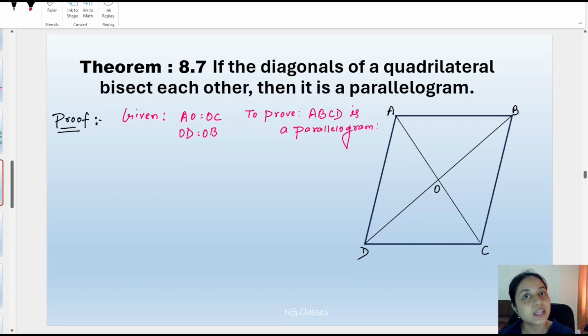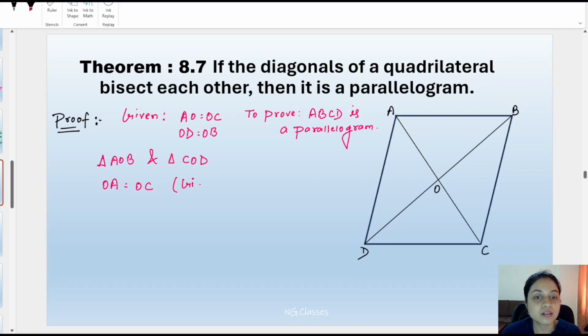So we can take any two triangles. Let's say triangle AOB and triangle COD. Or we can also start with triangle AOD and triangle BOC. Let's take triangle AOB and triangle COD. In these two triangles, we already know that OA is equal to OC. It is given already.